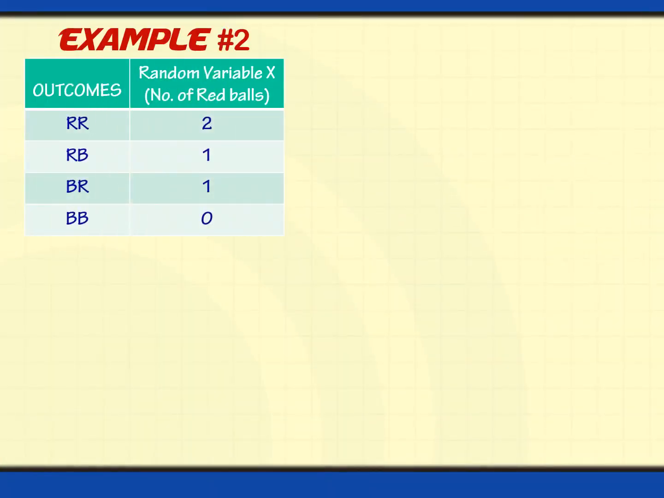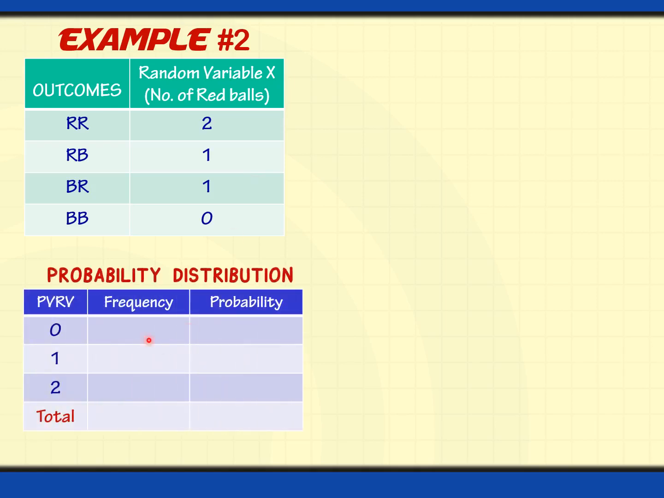Okay, so this time let's have problem number 2, wherein you are drawing 2 balls in succession from a bowl. Our random variable h is the number of red balls, and these are the outcomes. Just like we did in problem number 1, we will construct a probability distribution, the 3 tables, and this is your conclusion. The possible values of the random variable number of red balls are 0, 1, or 2.